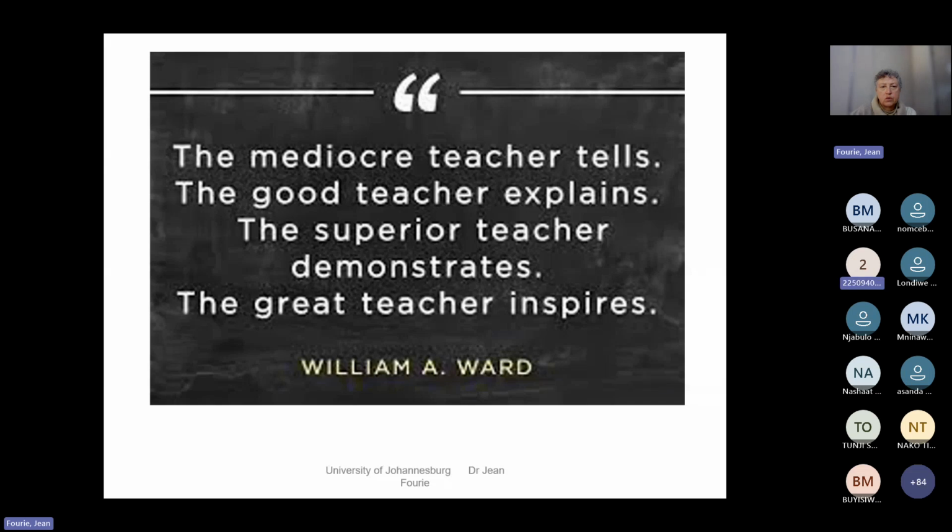Okay, so I'm going to just show you this. There's a quote by William Ward that says, "The mediocre teacher tells, the good teacher explains, and the superior teacher demonstrates, but a great teacher inspires our learners."